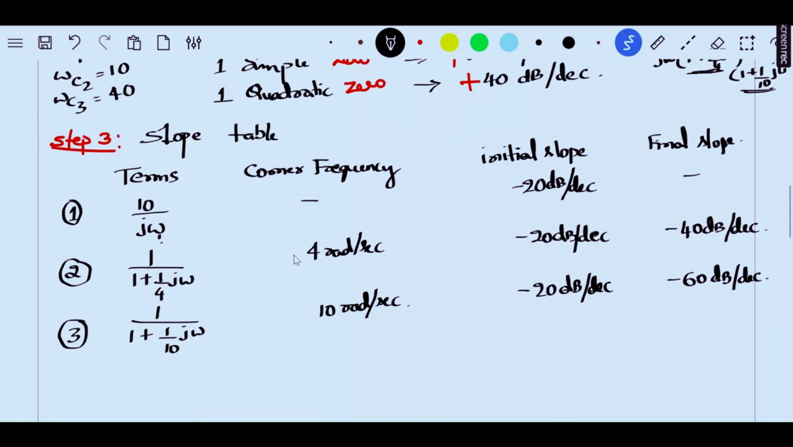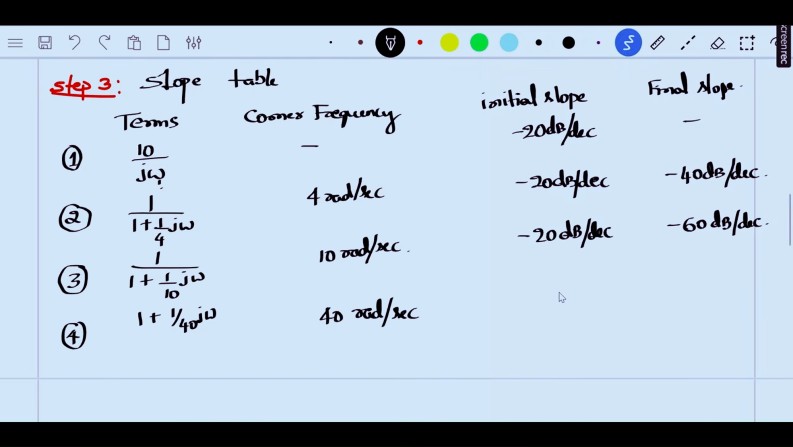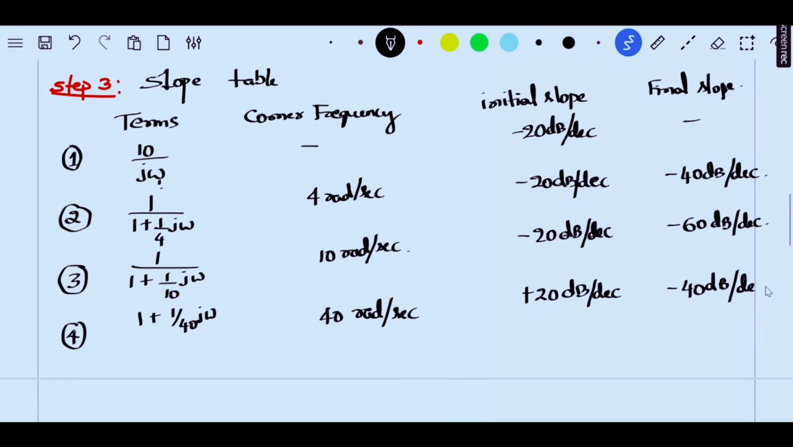Now the fourth one is the corner frequency of 40 radians per second. Now this is due to a simple zero, 1 plus 1 by 40 into j omega, which was in the numerator. That generated the 40 radians per second corner frequency. And this simple zero will offer a slope of plus 20 dB per decade, as we discussed earlier. Now this plus 20 will add with the previous slope, which is minus 60, and that will give you minus 40 dB per decade. Okay. Now this is all about the slope table which we have written.